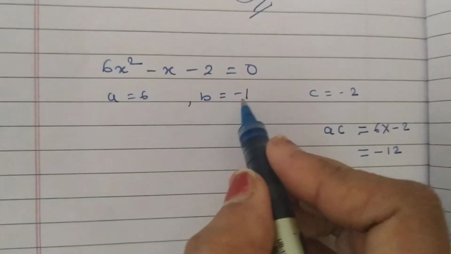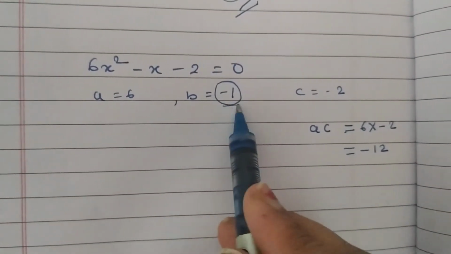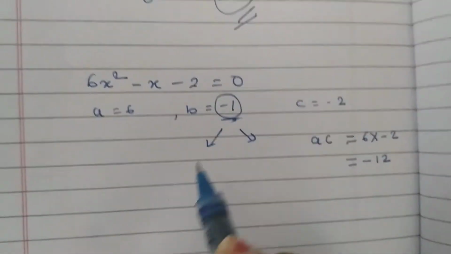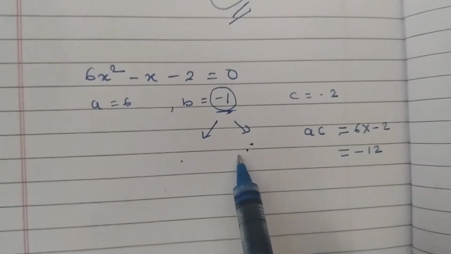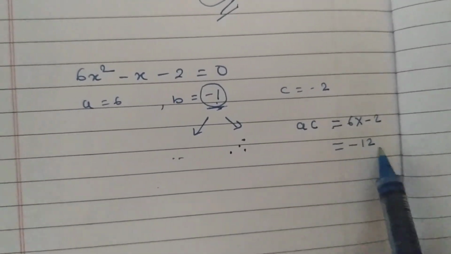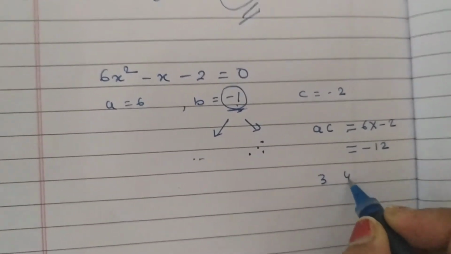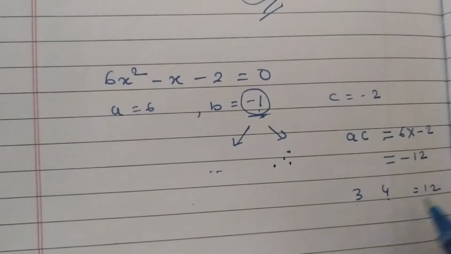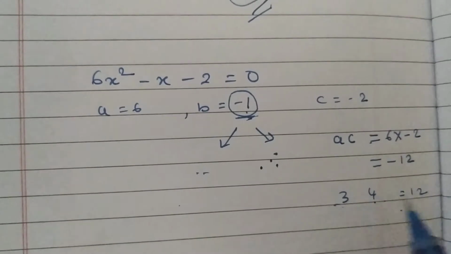Now in place of b, minus 1 is here. You break that minus 1 into two parts such that the sum of these parts is minus 1 and the product is minus 12. So you know 3 and 4. Whenever we multiply 3 and 4 we get 12. But here we need minus 12. That means one of them must be negative.